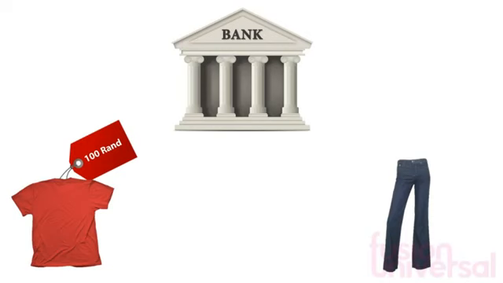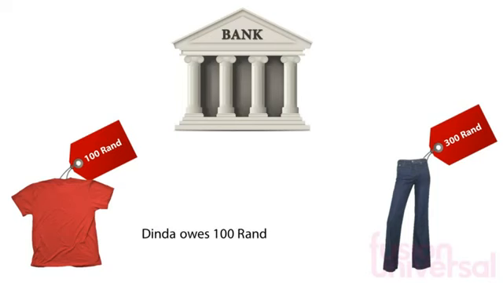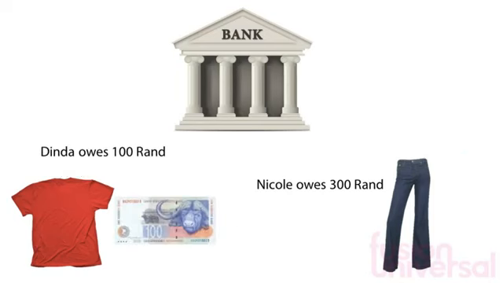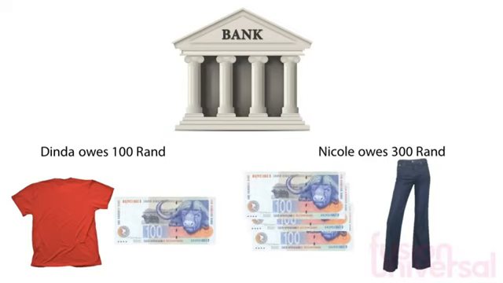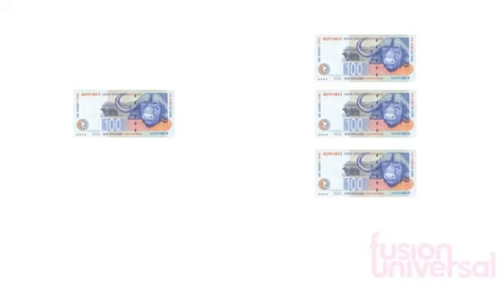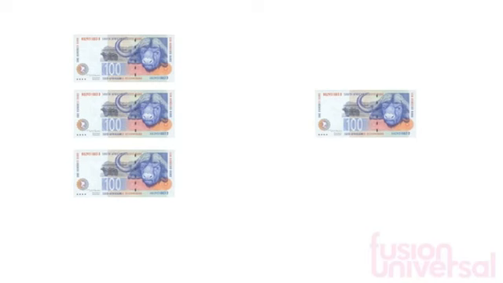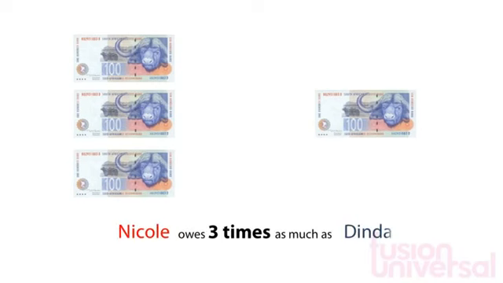Dinda wants to buy a t-shirt that costs 100 Rand. Nicole wants to buy the jeans that cost 300 Rand. This means that Dinda owes 100 Rand and Nicole owes 300 Rand. Let's look at this in terms of bank notes. When you look at it this way, you can clearly see Nicole owes 3 times as much as Dinda.